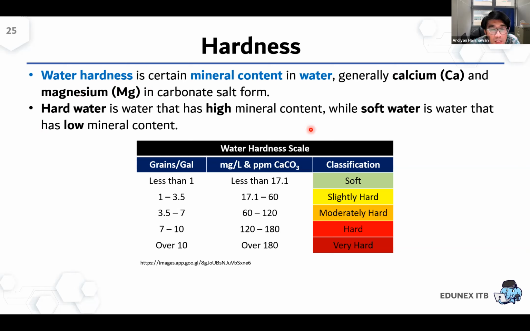So the main feature, untuk mengetahuinya secara gampang, you can just put in soap. If it doesn't lather up easily, then it's hard water. So hardness is calculated by ppm or milligram per liter of calcium carbonate. Normally, the unit will be ppm calcium carbonate. The higher the concentration, it means the water is very hard.